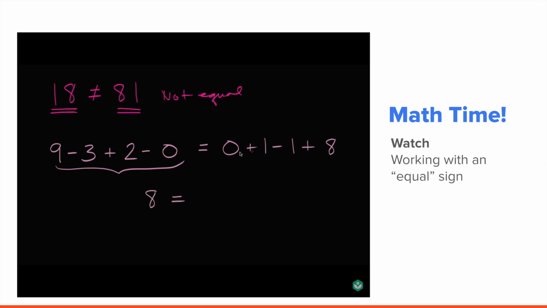And then on the right-hand side, I have 0 plus 1 minus 1. Well, 1 minus 1 is 0, so this is all going to be 8. So this is true. 8 equals 8. This is another way of writing 8. 9 minus 3 plus 2 minus 0 is 8, and this is also 8. So once again, the equal sign is just saying that what we have on the left is the same as what we have on the right.